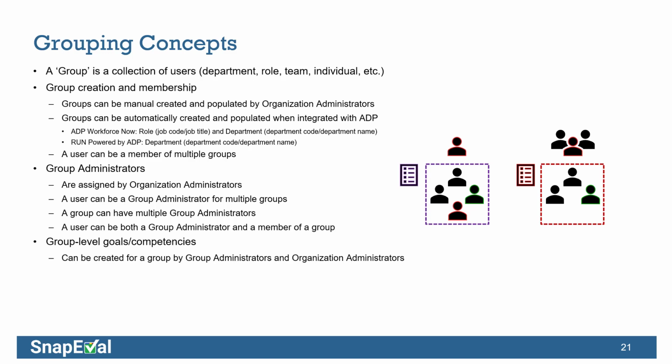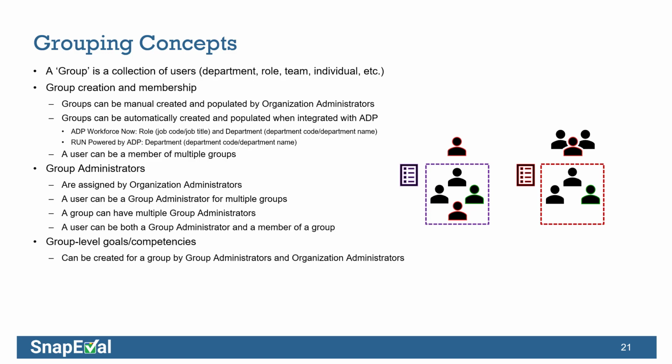Now, when it comes to groups, one of the most important reasons that we create groups is that we want to be able to assign group level goals, or, for example, job competencies for a group that is related to a particular job function, or department goals as it relates to a group that is a particular department. And these group level goals can be created and updated by group administrators and by organization administrators.